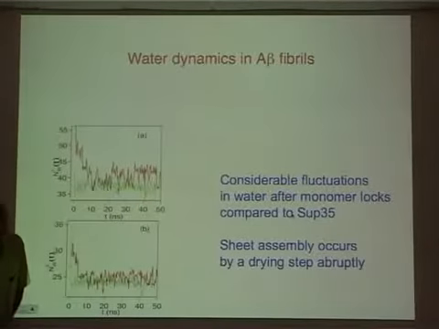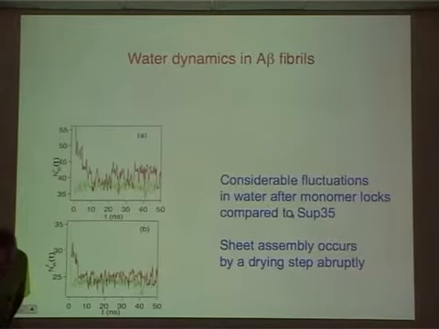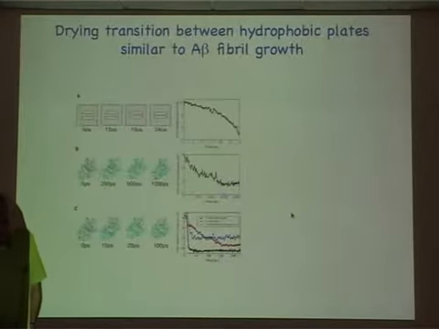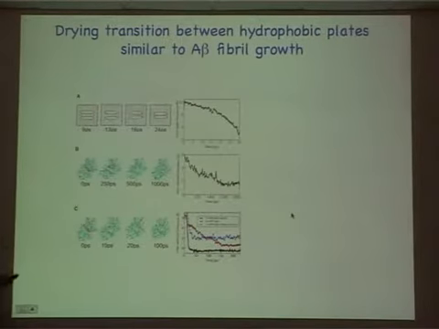And this is news from David Eisenberg. And yeah, this is the A beta case. You see, it never becomes totally dry. There are lots of water molecules, even though the final structure is in fact dry. There is an analogy to this A beta to this plate growth. I think I'm going to stop. I'm not going to discuss that.